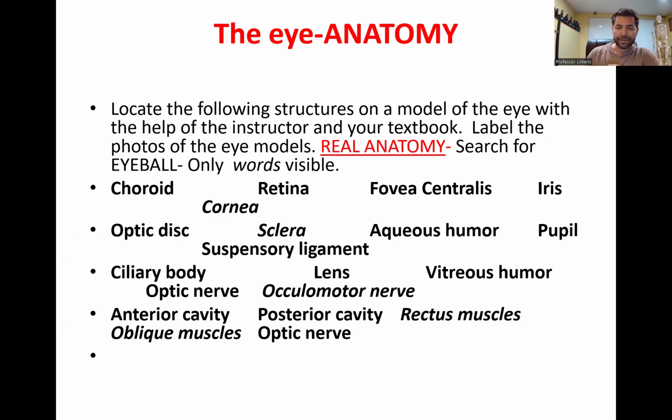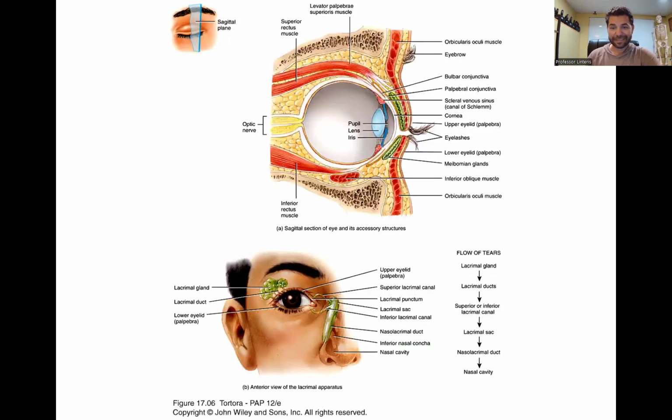I gave you a list of some of the words that we're going to be talking about. We'll start with the eye anatomy. Most of the stuff probably already discussed. Make sure you know everything on the list.